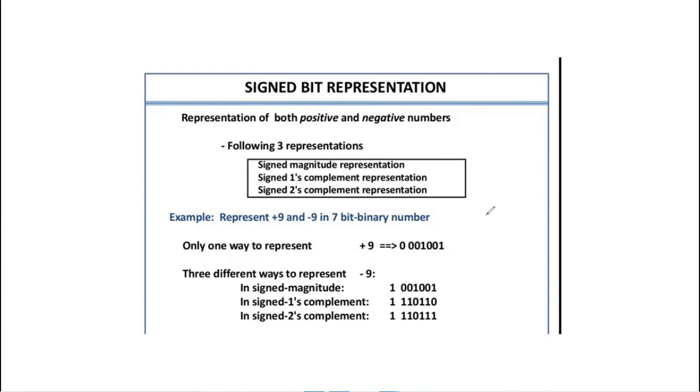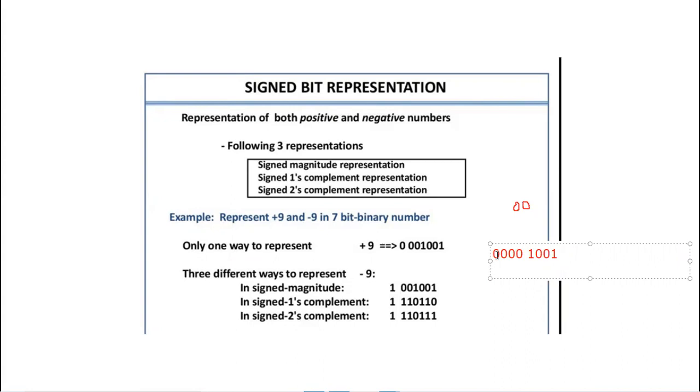So here, let us take the 7-bit binary. 1, 0, 0, 1, then all the remaining bits will be 0. If it is an 8-bit, then you will have 0, 0, 0, 0, 1, 0, 0, 1. This will be the 8-bit representation of a 9.